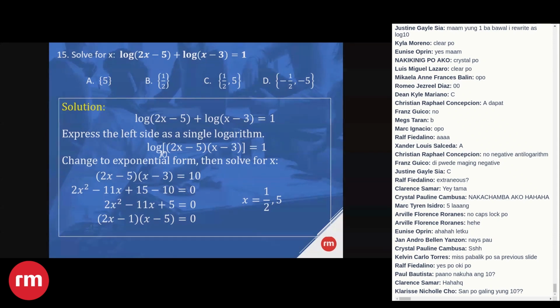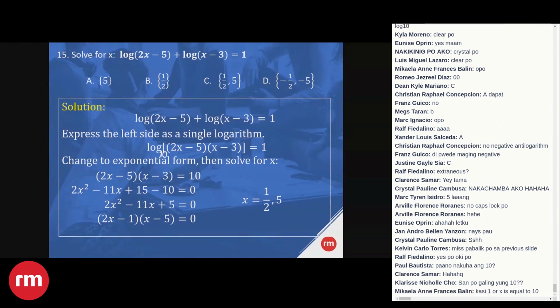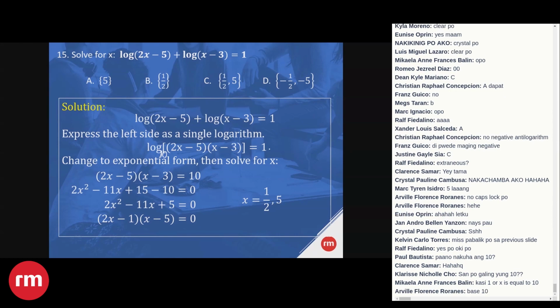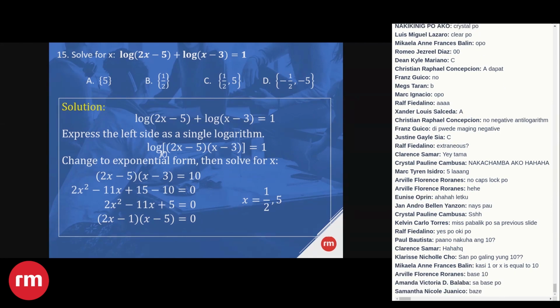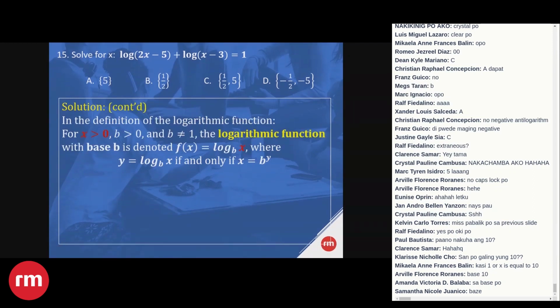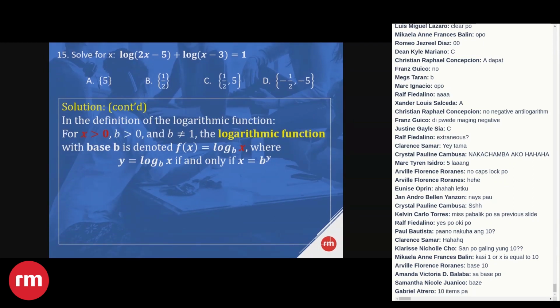So if you transform to exponential, you will have 10 raised to 1, and that is equal to 10. So that's why you have 10 on the other side of the equation. So, okay, I hope that's clear. So that's coming from the base of the logarithm, which is base 10.